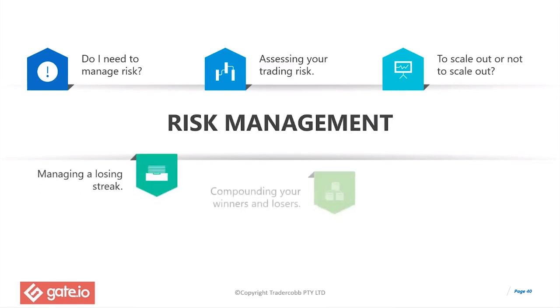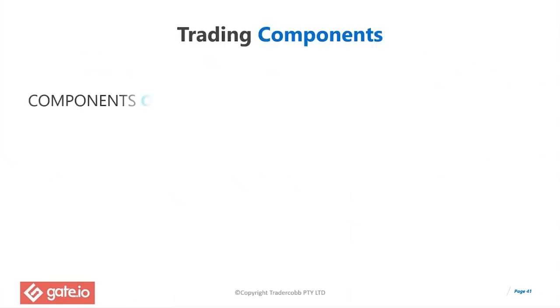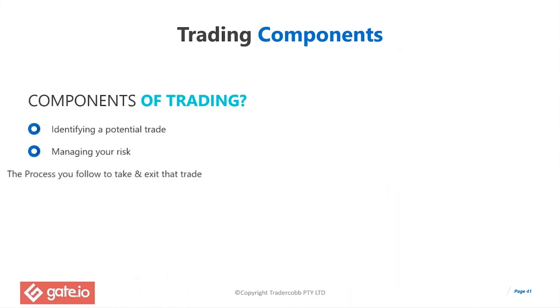You got to manage losing streaks, compounding on your winners and losers, which is the 1% rule. So that's what that does. It does it automatically. And setting a trailing stop loss. These are all the elements of risk management, and we're going to go through those as well in part 4 in a lot more detail.